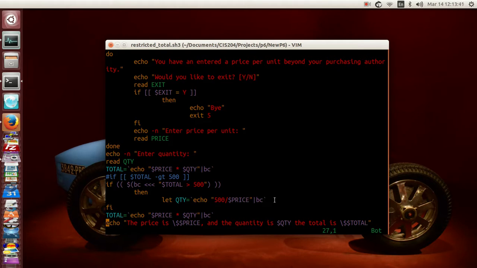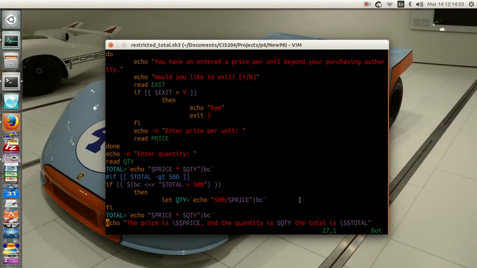Let quantity equal $500 divided by the price, and use the BC to calculate that. In other words, I want BC to calculate this because I want a whole number for quantity. I don't want a fractional number in the quantity. So let quantity equal that. Then I echo the $price times the $quantity, and that gives me my total, which then is used in the price is $price and the quantity is $quantity. The total is $total.